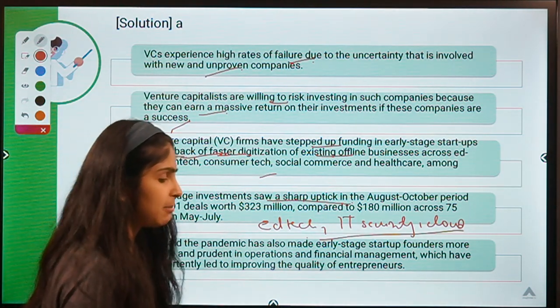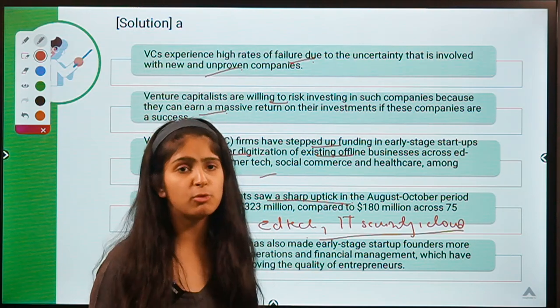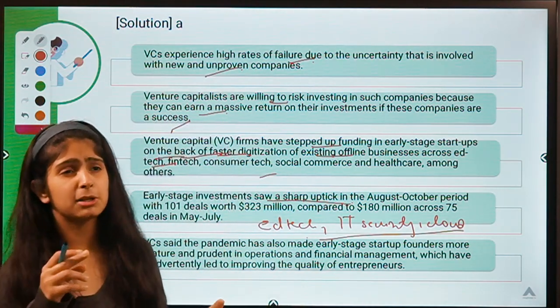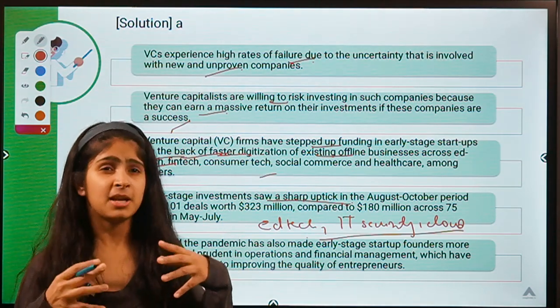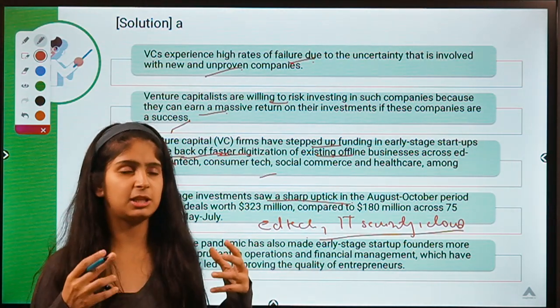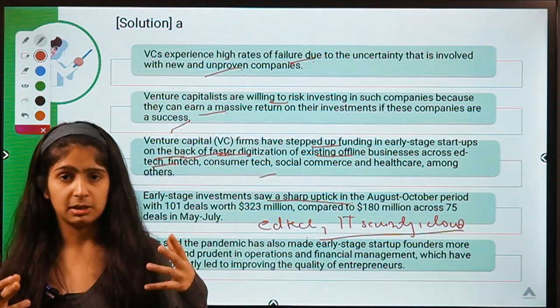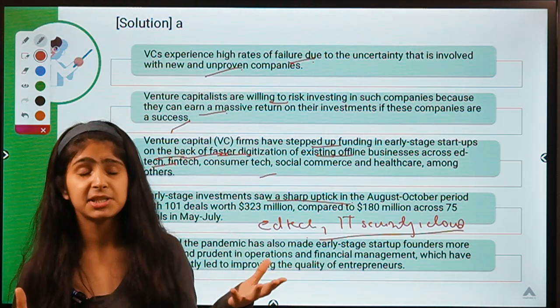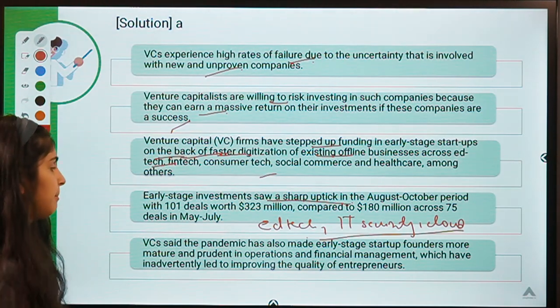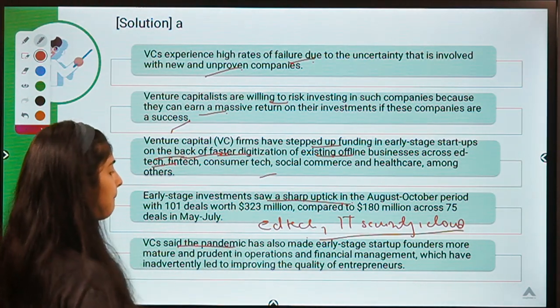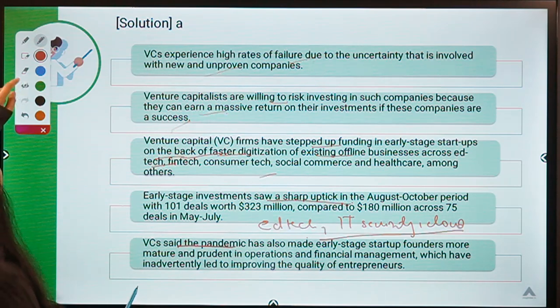See, because many MNCs, their employees are working from home, and for that they need better communication facilities, better employee control software, and better security, data security services. So a huge boom to digitization, which has been led by the pandemic, right?